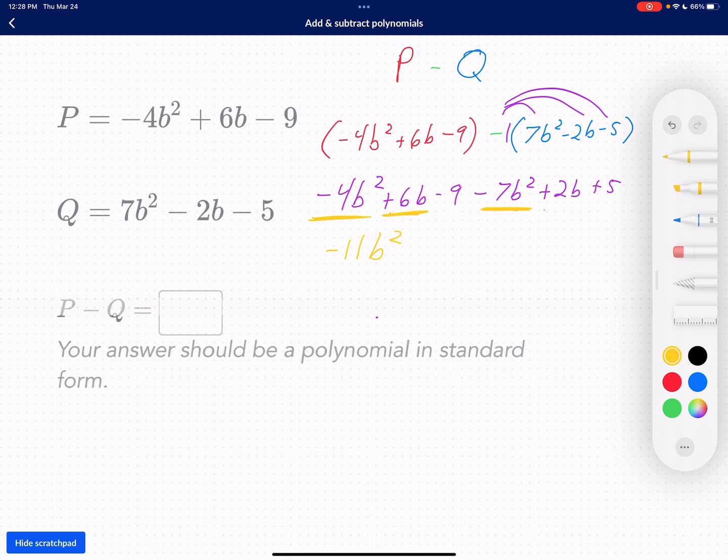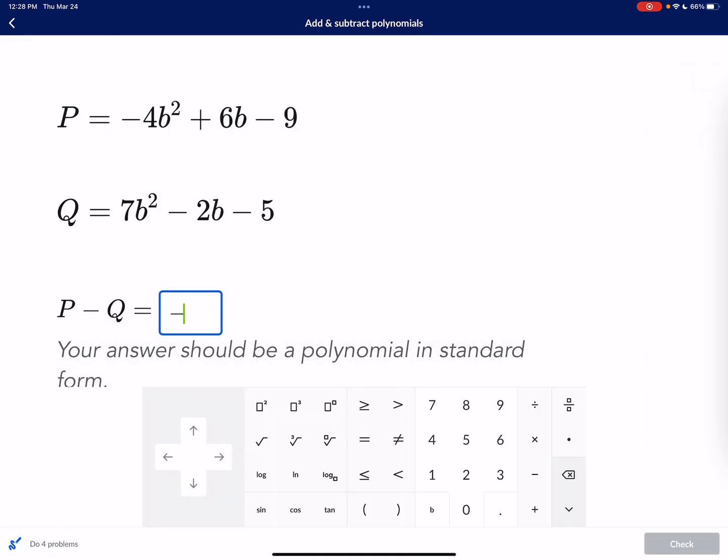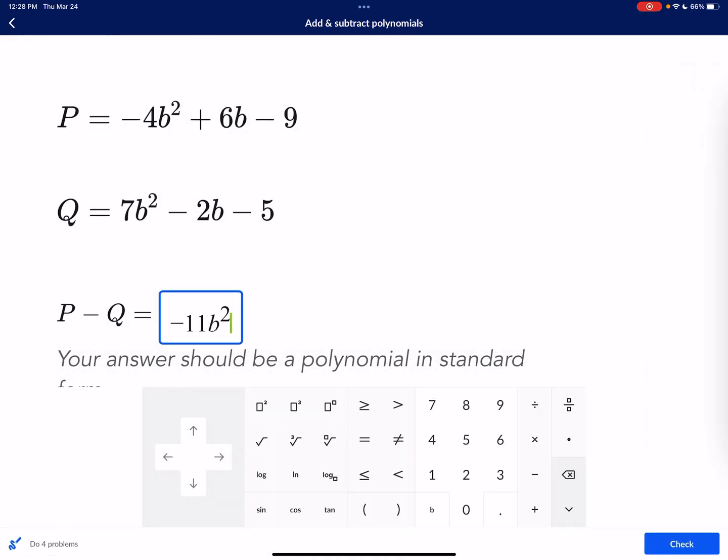Just like 6b plus 2 more b's is plus 8b's, and negative 9 plus 5 is negative 4. And that would be your answer. Negative 11b squared plus 8b minus 4.